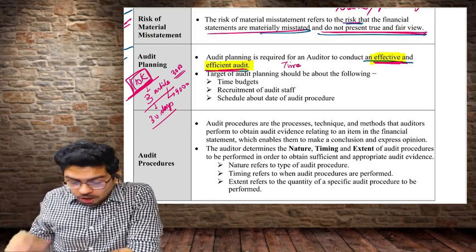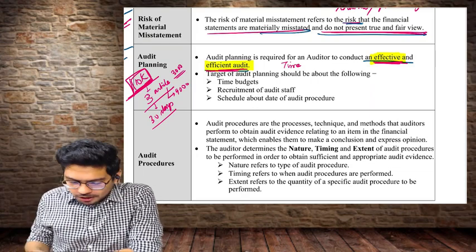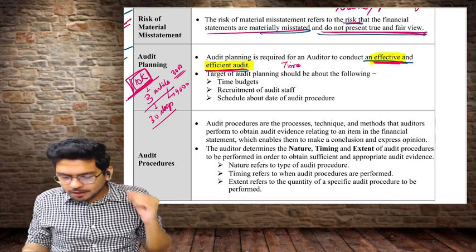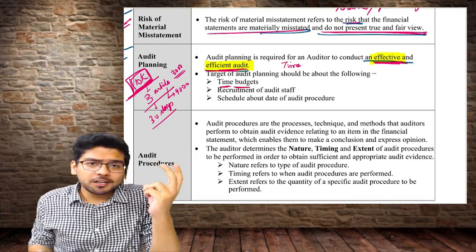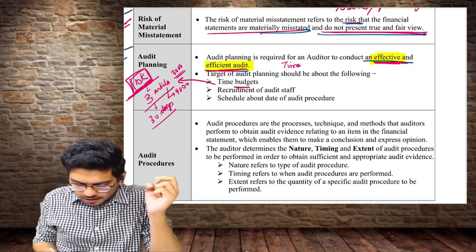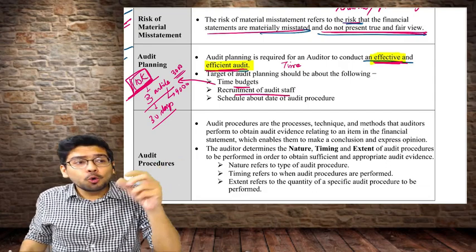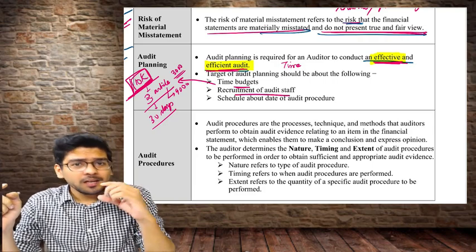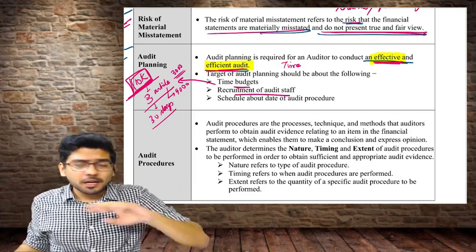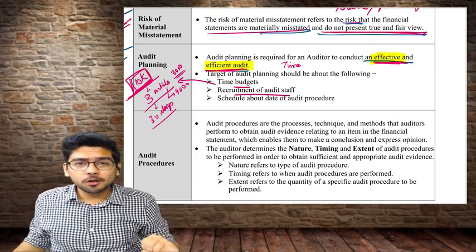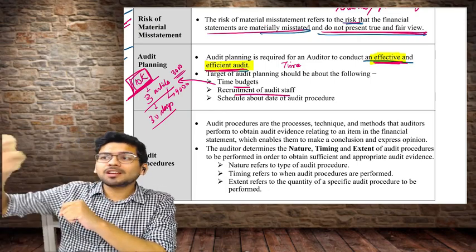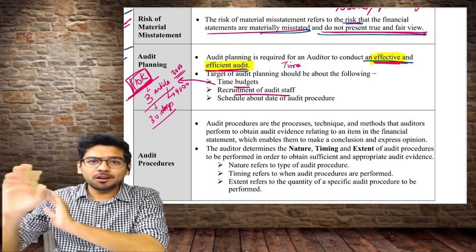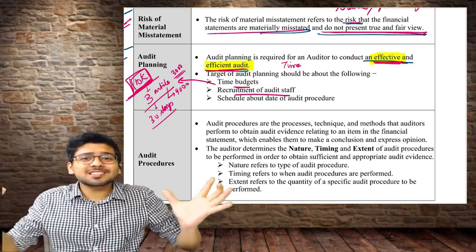Now, when I talk about audit planning, see what is written here. The target of audit planning should be about the following: budgets, time and budget. I told you this. Recruitment of audit staff. Whom do we have to recruit? Whom do we have to send to this audit? Let's say there are 3 new articles. I cannot send all 3 new articles to one audit. I need to ensure that one senior article assists the newbies, so that he is more experienced and teaches them also. So all these things I have to manage.